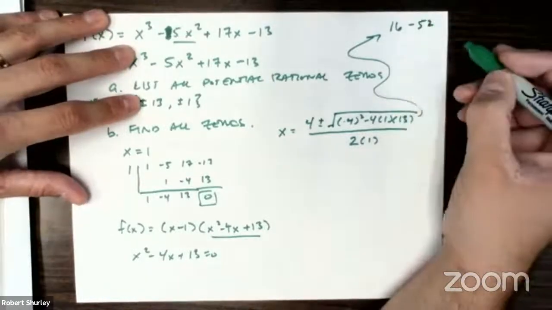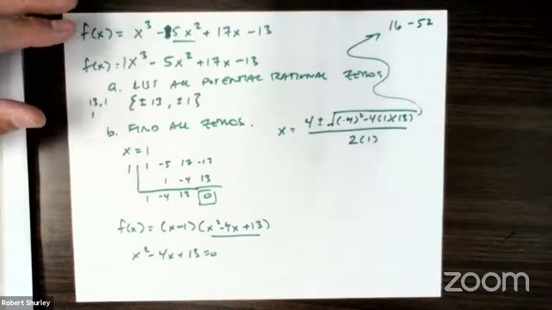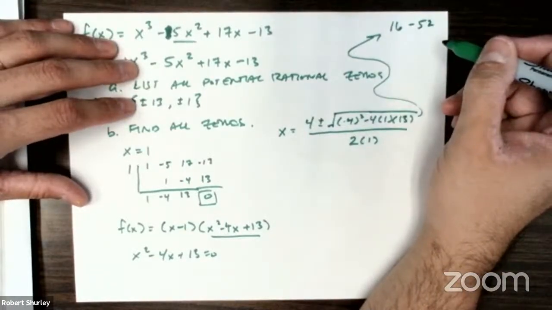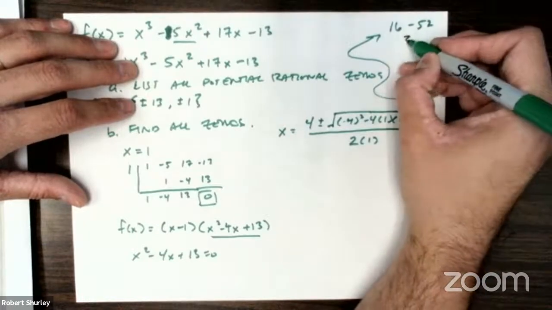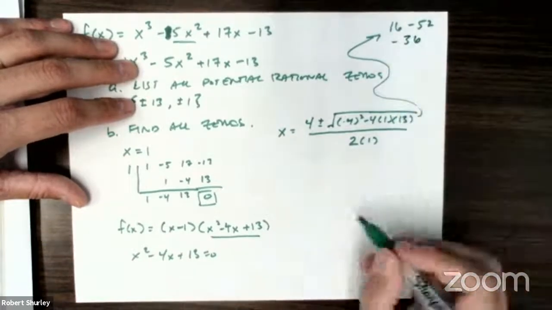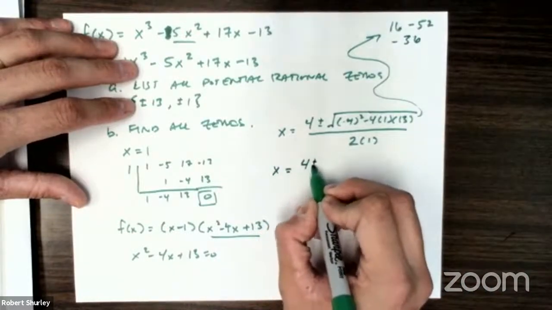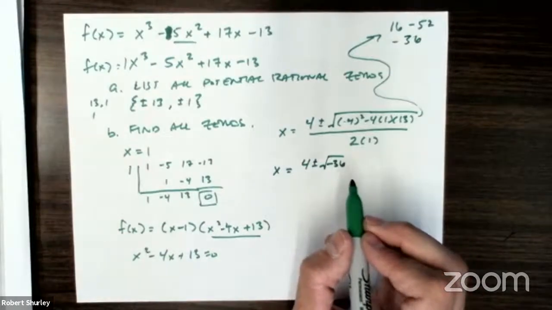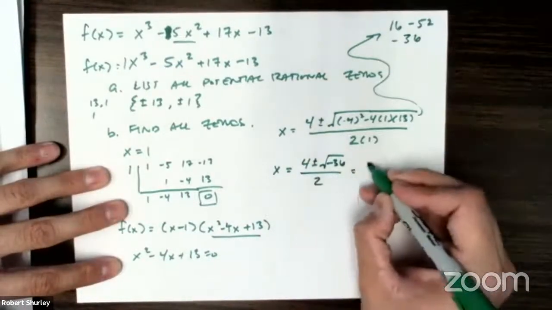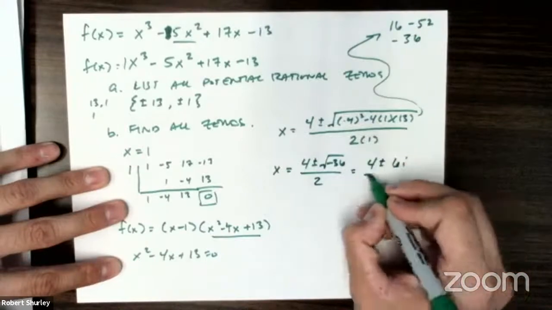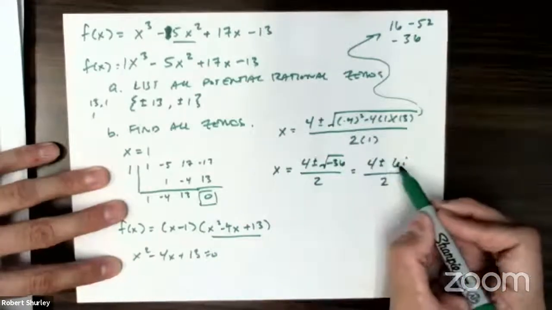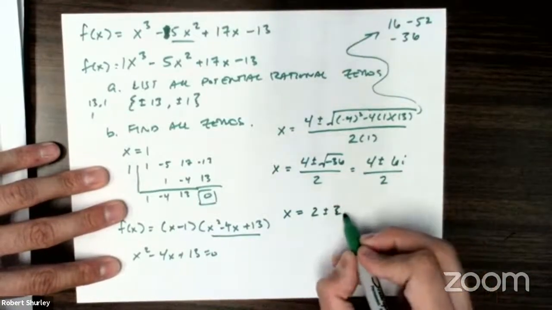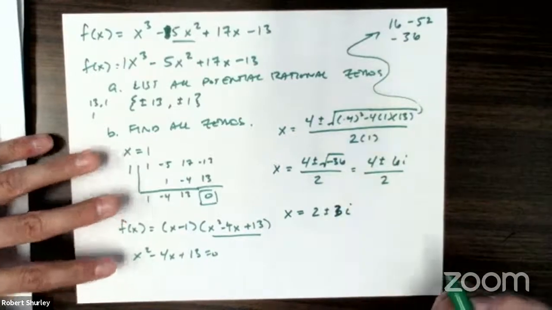Yeah, it's a deck of cards, right? And then 16 minus 52 is what? Negative 36. So x equals 4 plus or minus the square root of negative 36, all over 2 times 1. So 4 plus or minus 6i, all over 2. Can't add these together, we've got real and imaginary, but we can divide both of them by 2. So 2 plus or minus 3i. There's our last two zeros.